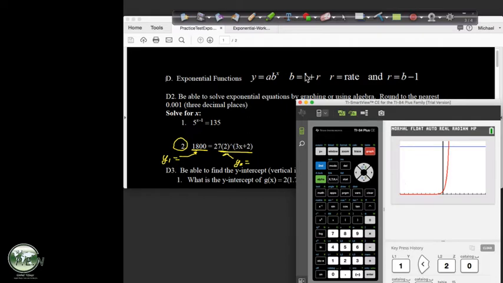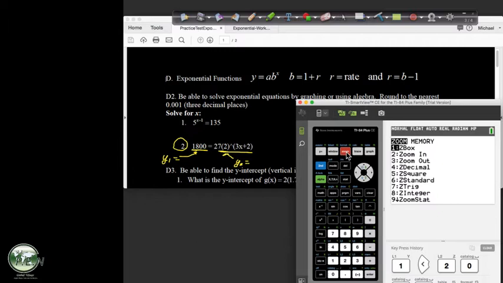Let me just try one thing. If you do run into problems, I'll show you this quick one. There's something called zoom fit, which is actually down at number 10. So I'm going to arrow down. So, zoom fit.